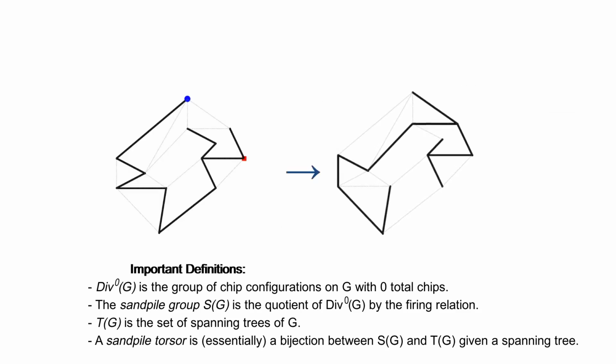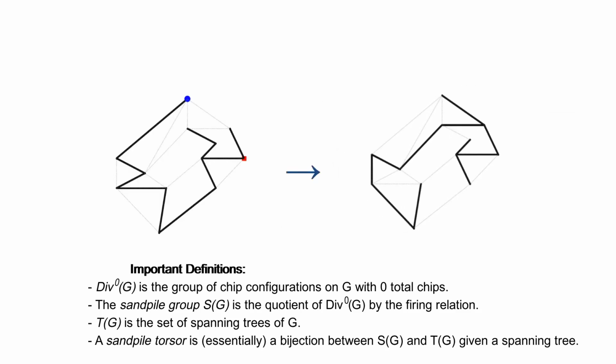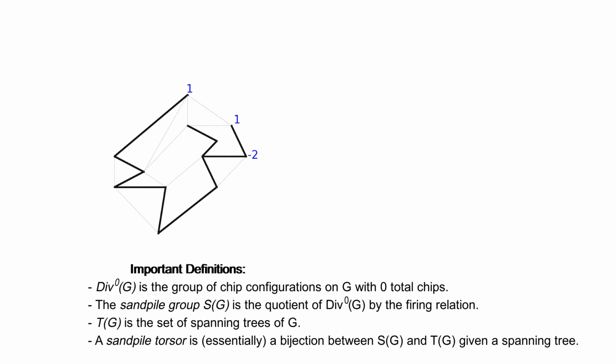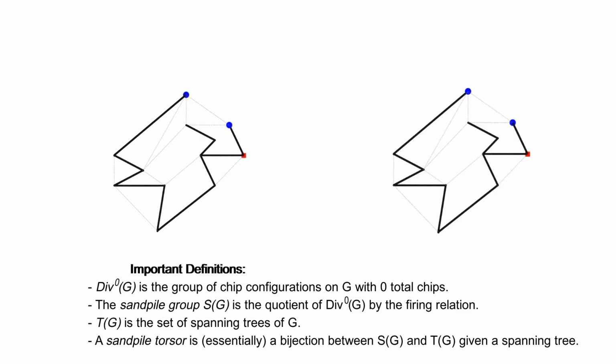We now have some kind of action of blue dots on spanning trees. But what if I told you the blue dot was a chip in disguise? We are actually working with a chip configuration that puts one chip on the blue dot, a negative chip on the sink, and no chips anywhere else. But I know what you're probably thinking. What about divisors with more than one chip? Like this divisor, for example. Well, let's deal with one chip at a time and see what happens.